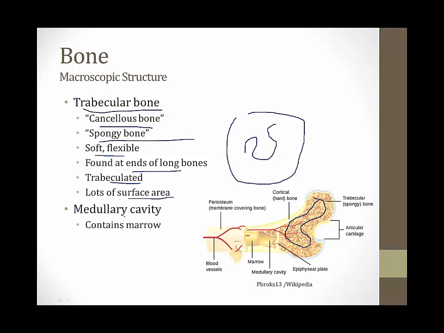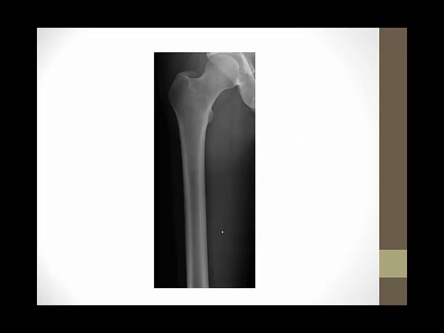And then finally, the medullary cavity, or the medulla of the bone, is the part of the bone that contains the marrow. It's usually found in the shaft of long bones. And you can see some of these basic bone structures on an x-ray, and they like to show you x-rays on the step 1 exam, so you ought to be able to find the basic structures of a long bone.